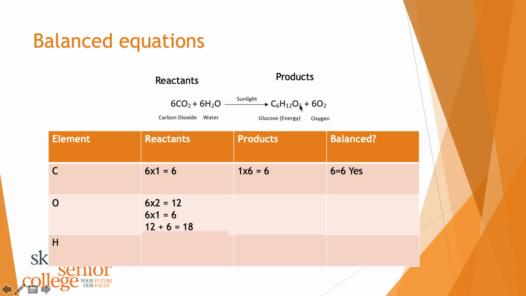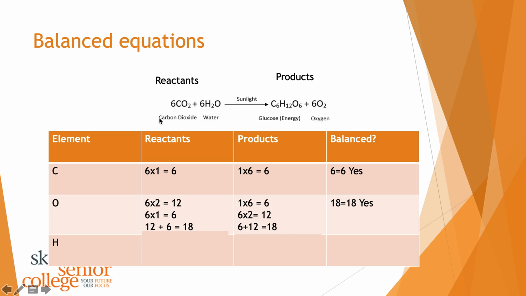Do we have 18 oxygens in the product? Let's look. So we have O6, so 1 times 6, and then we have 6 times 2. So 1 times 6 equals 6. 6 times 2 equals 12. 6 plus 12 equals 18. And if you look at the reactants and the products, is it balanced? Yes, it is. 18 does equal 18.